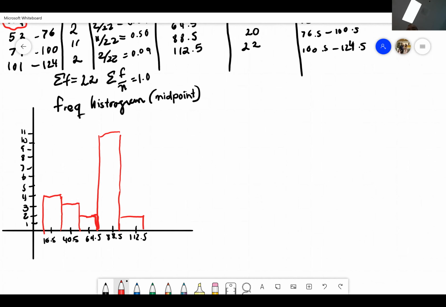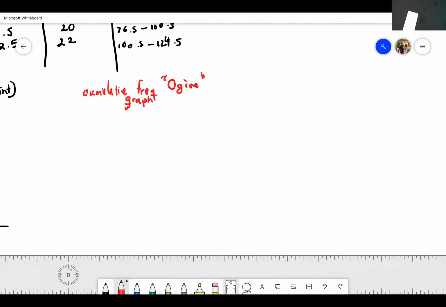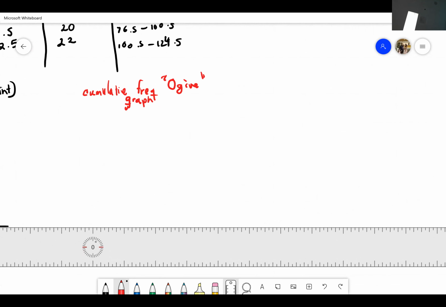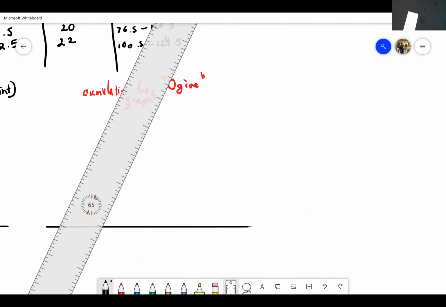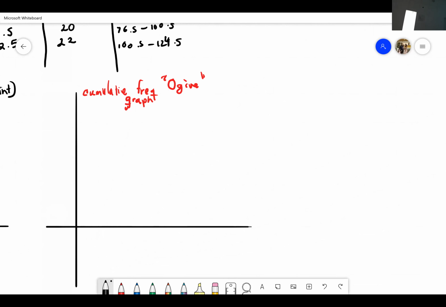All right. How about if I ask you to do a cumulative frequency graph, or sometimes this is referred to as, what's the other name we use for it? It starts with an O. Yes, ogive. So now let's go ahead and do that. And we have to use here.